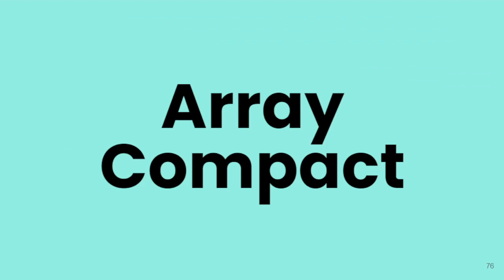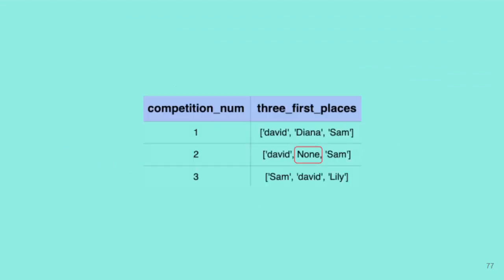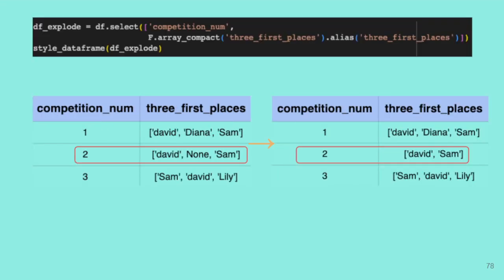Array compact. This is another useful array function that takes care of nulls within the array. By using array compact, you can remove the null values from the array with ease.